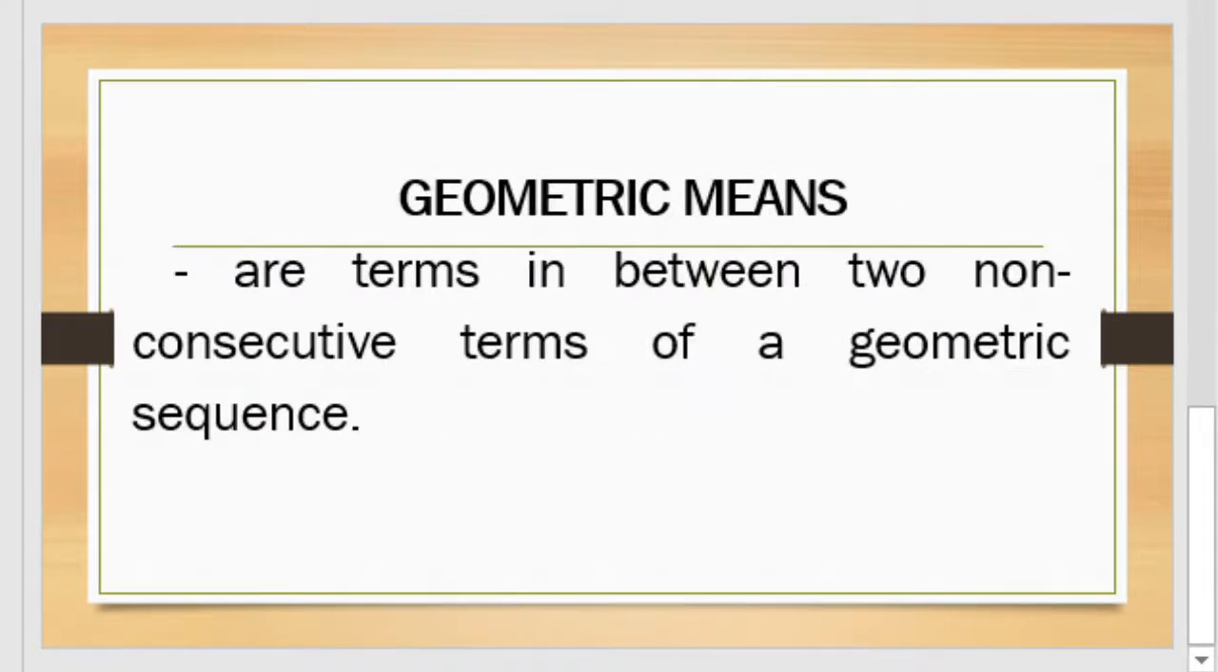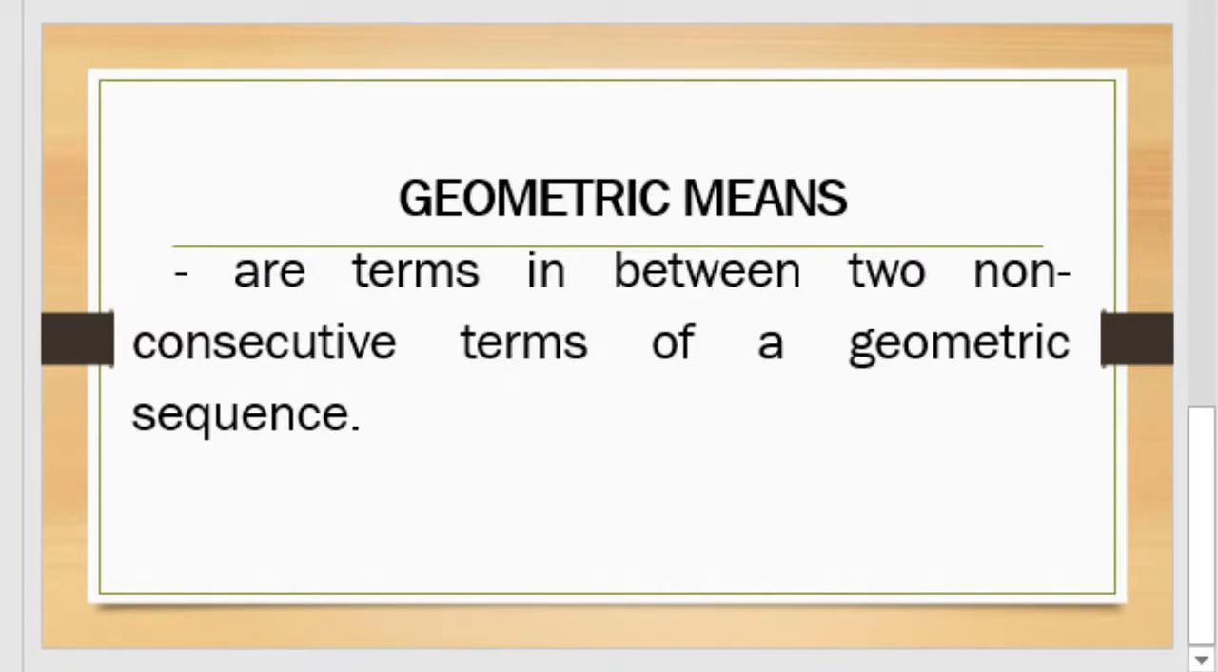Now, what is geometric means? In the previous videos, we talked about arithmetic sequence, and also arithmetic means. We have learned that arithmetic means are the terms in between two non-consecutive terms of an arithmetic sequence. So for this case, since we're talking about geometric sequence, the terms in between two non-consecutive terms of a geometric sequence are what we call geometric means.